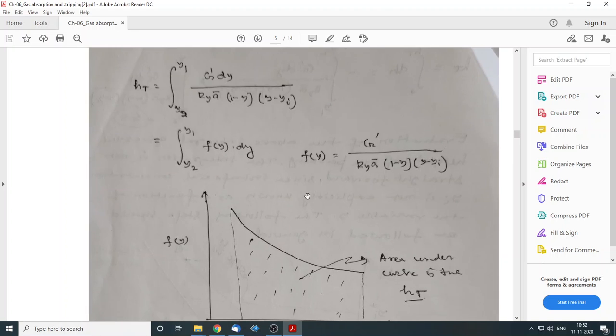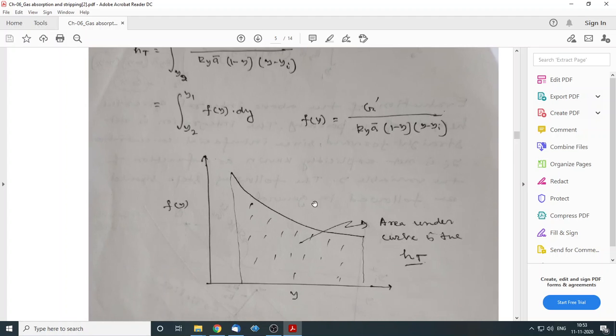Today we have seen how to calculate the height of the column. For a packed tower, keep in mind that it is a continuous process, so you make a differential balance and then get the height through numerical analysis, because here you cannot integrate analytically. Once you get this, that will be the height of the column.